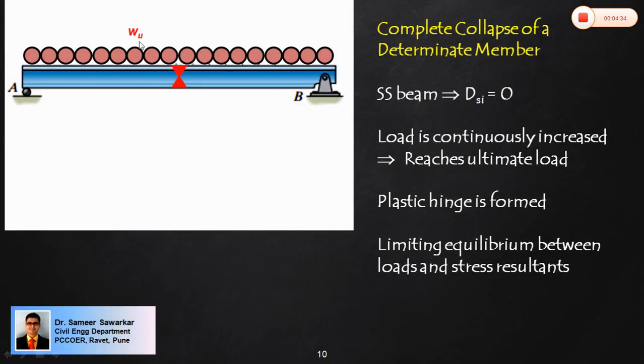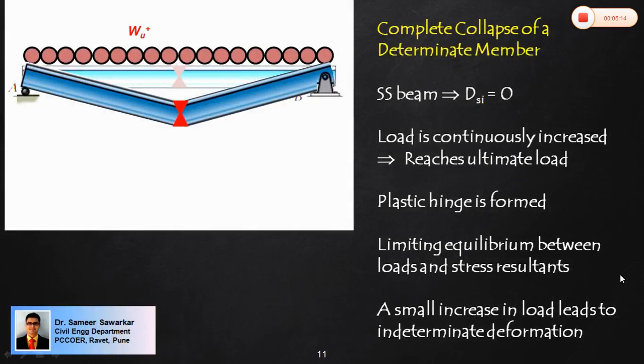A stage is reached when the load is called the ultimate load Wu, and you see that all the fibers have undergone yielding. So we are writing: load is continuously increased, reaches ultimate load, a plastic hinge is formed at the section of maximum bending moment, and this is a state of limiting equilibrium between loads and stress resultants. If you increase this load even by the slightest amount, then the member will undergo indeterminate deformation, and we call it collapse of the member, which is what the next slide is about.